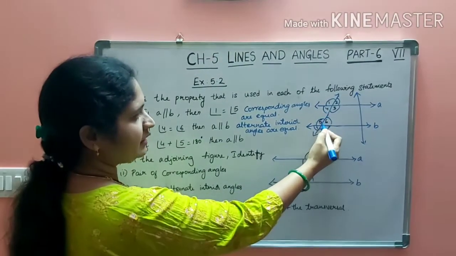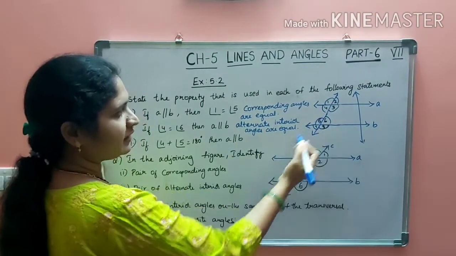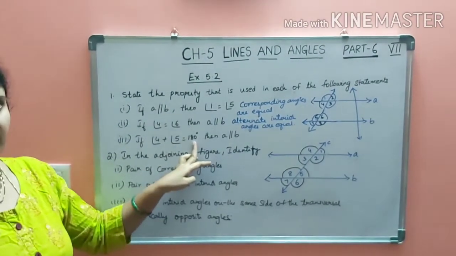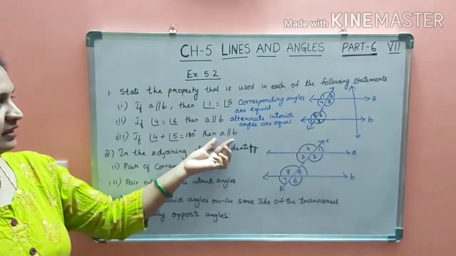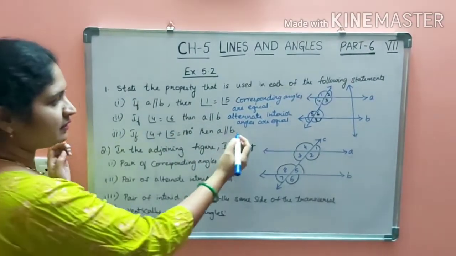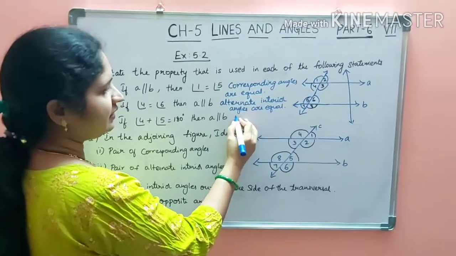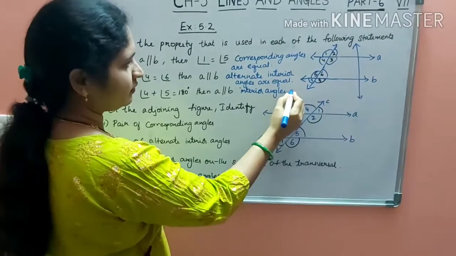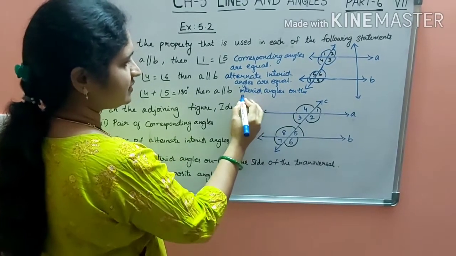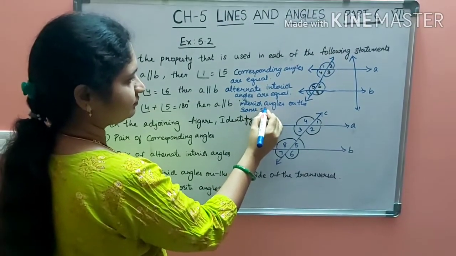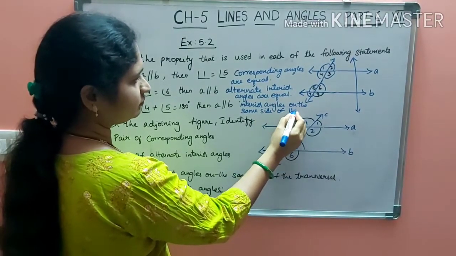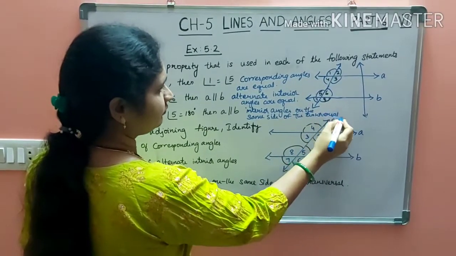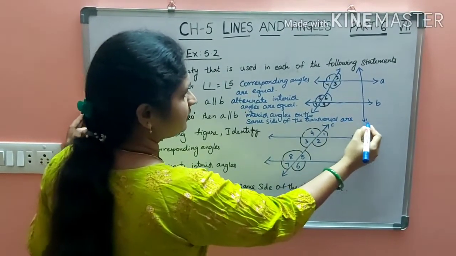Coming to third bit, if angle 4 plus angle 5 is equal to 180 degrees. Angle 4 and angle 5 are interior angles on the same side of the transversal, and their sum is 180. So they are supplementary. Then A is parallel to B. So what statement are you using here? Interior angles on the same side of the transversal are supplementary.